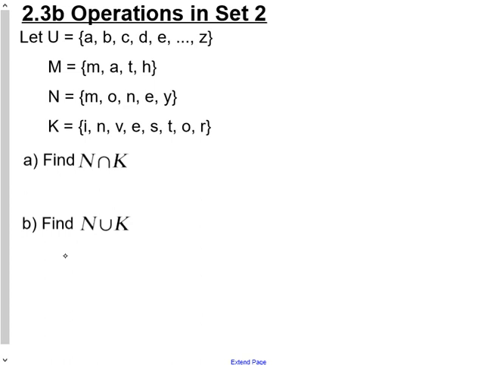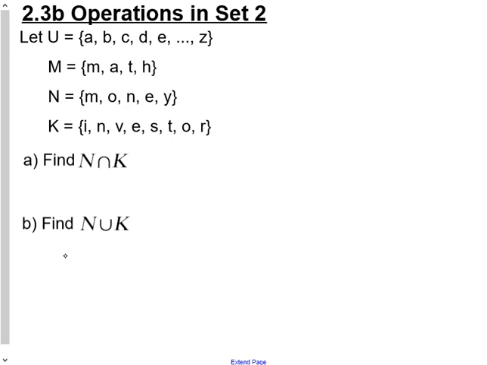Today we're learning lesson 2.3b. Now this lesson is mostly some practice continuing from what we learned in lesson 2.3a on union and intersection of sets, which are the two main operations we have in this situation.